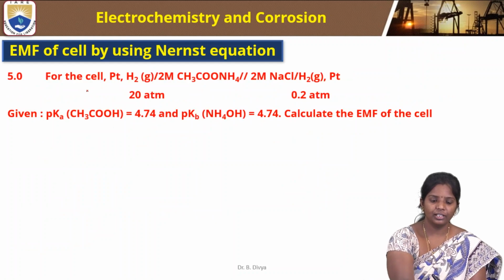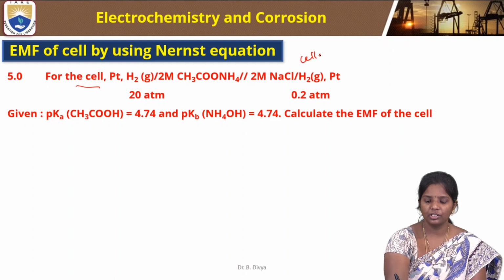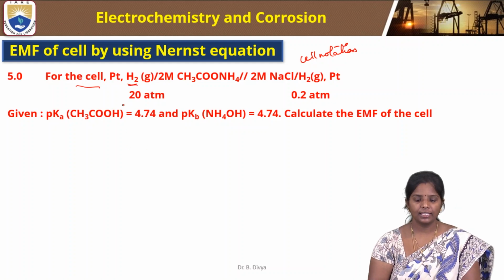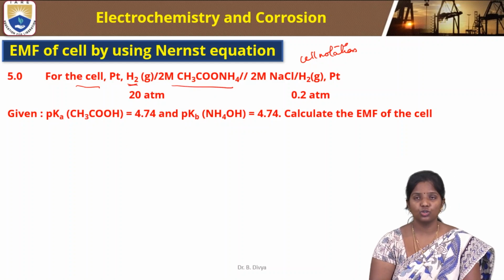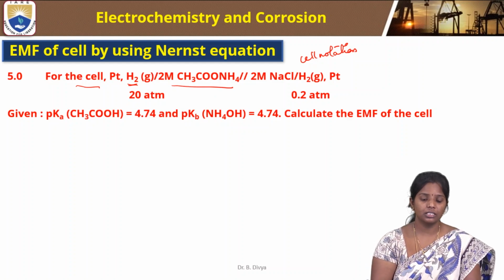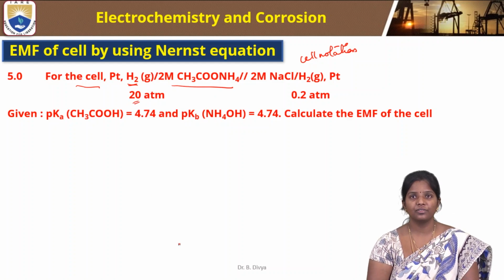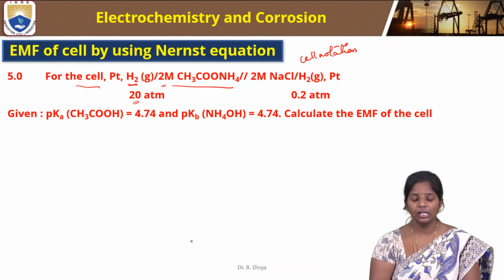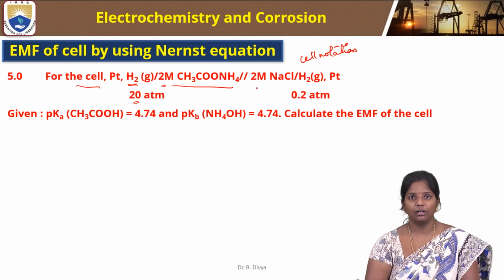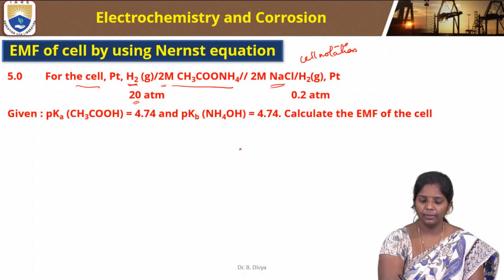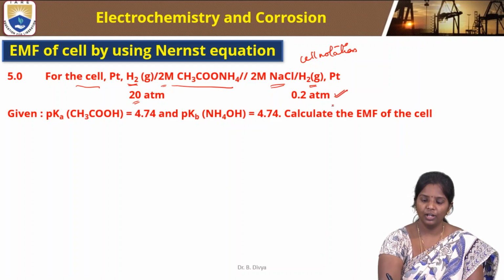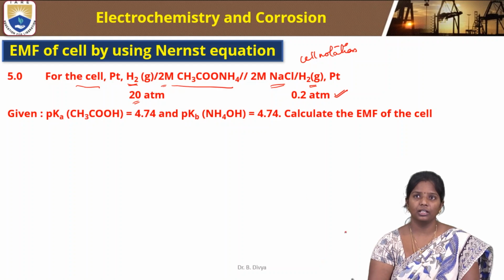So next is the cell platinum hydrogen. This is the cell notation. It consists of hydrogen gas and 2 molar ammonium acetate. The hydrogen gas is at 20 atmosphere pressure, and the 2 molar ammonium acetate is in contact with 2 molar NaCl, with hydrogen gas at the other end also, at 0.2 atmosphere. So this is the pressure of that particular gas.